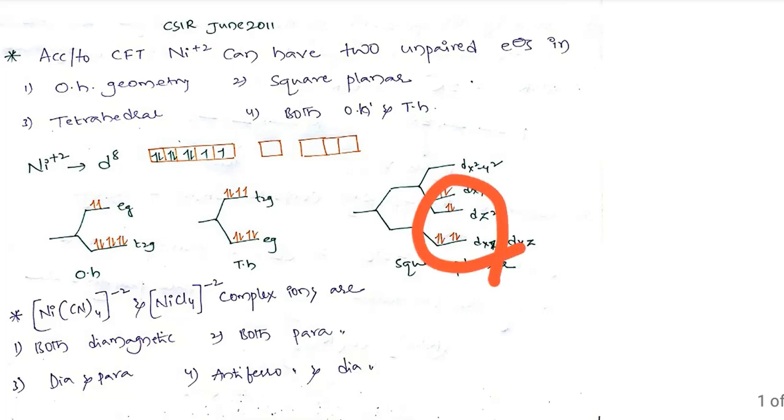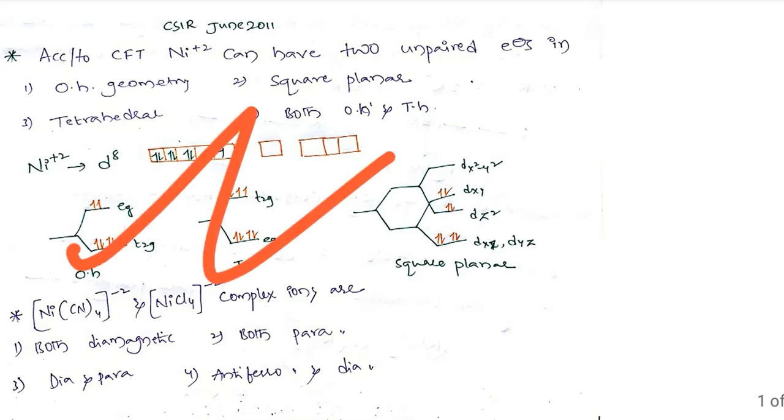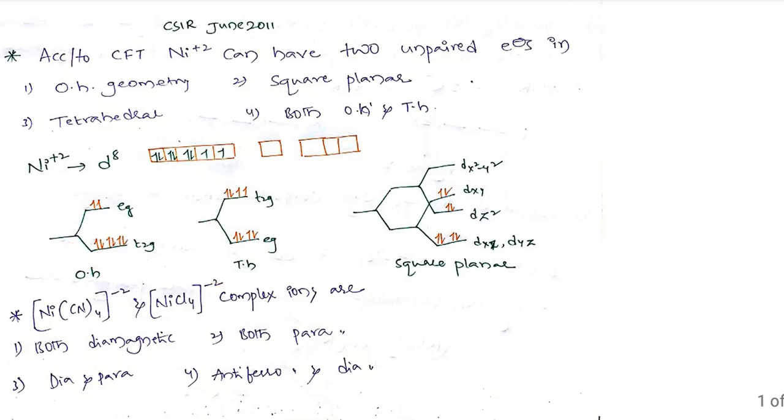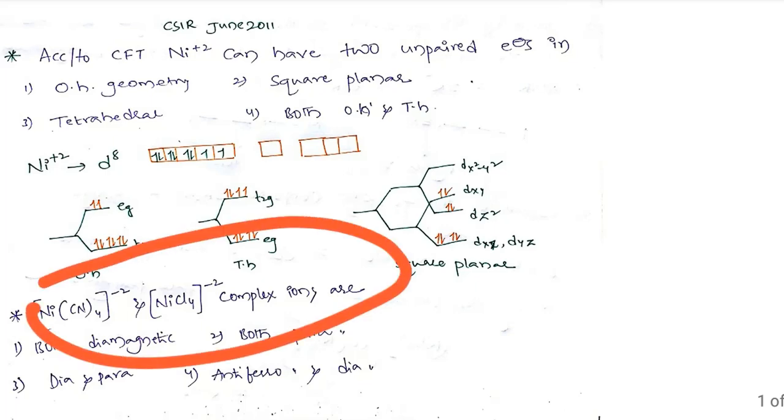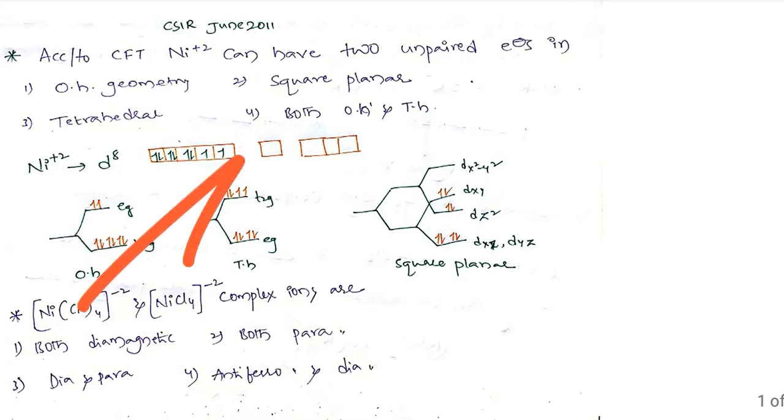You can simply get that all the electrons are paired up in different suborbitals according to the energy of the square planar complex. And now by just observing this, you can say that octahedral and tetrahedral geometries of nickel plus 2 have 2 unpaired electrons.